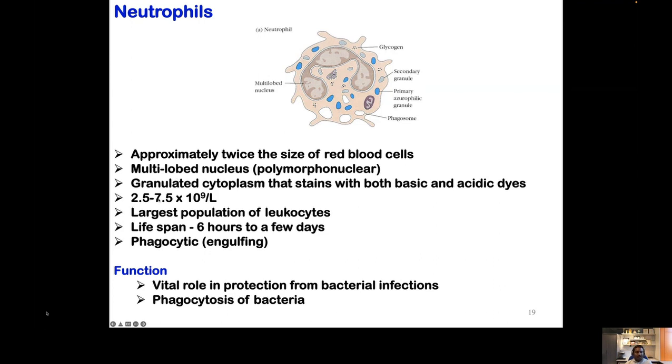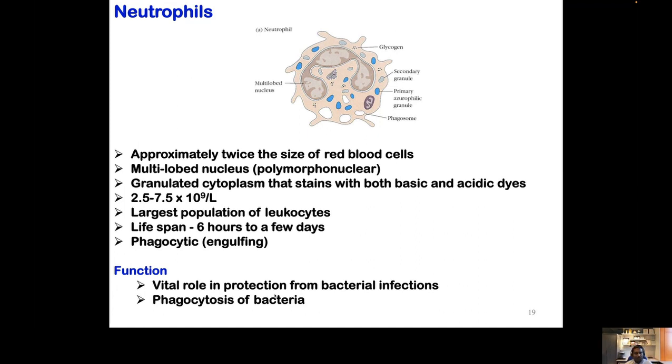How many cells are there? It's around 2.5 to 7.5 times 10 to the 9 cells per liter of blood. It's the largest population of leukocytes, as I said before. The lifespan of these cells will be around 6 hours to a few days. The main predominant function of this cell is phagocytosis. They will mainly engulf the foreign materials coming into the blood, particularly bacteria. When you get a bacterial infection, these cells will play vigorous roles in order to completely engulf the bacteria and get rid of them. Therefore, they play a vital role in protection of the body from bacterial infections.